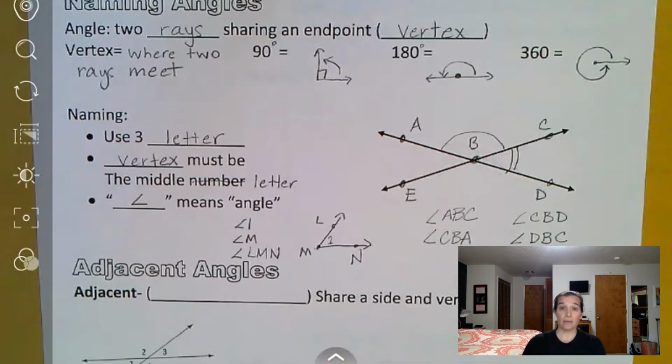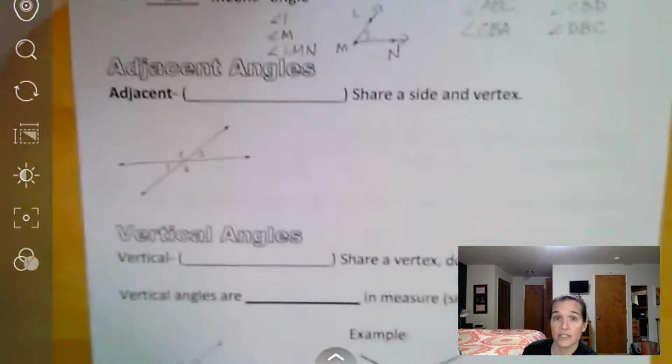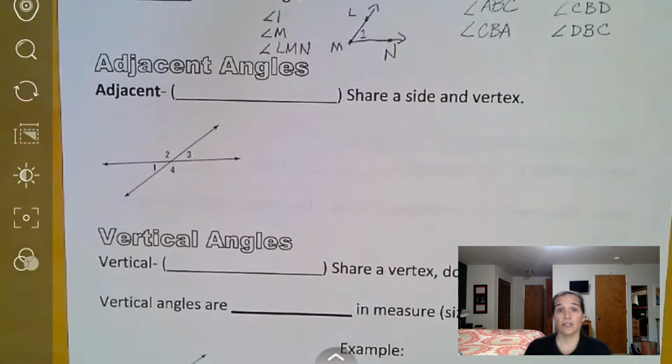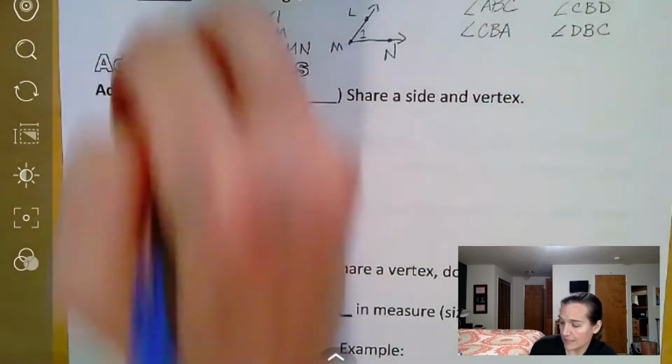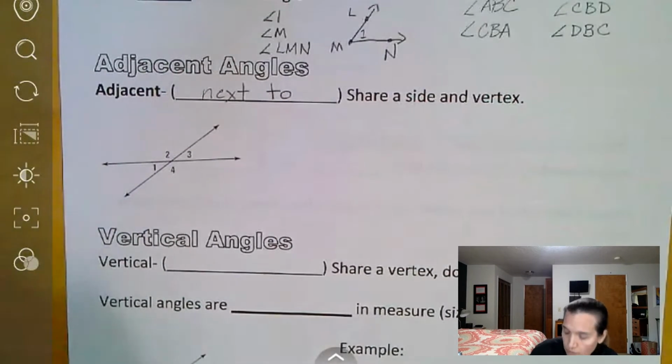So that's how you name an angle, and there they are. So now getting into the different types of angles, there are something called adjacent angles. And adjacent angles, adjacent just means next to. So that's the key word here. Adjacent is next to. And adjacent angles, they share a side and they share a vertex. So I'll show you what we mean.